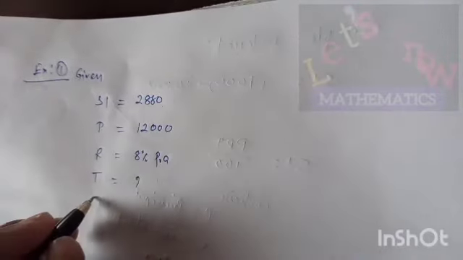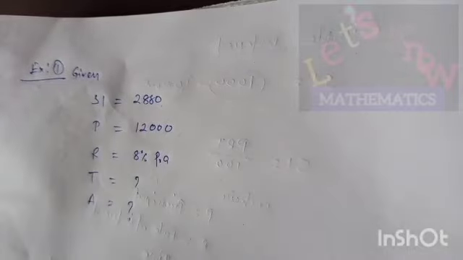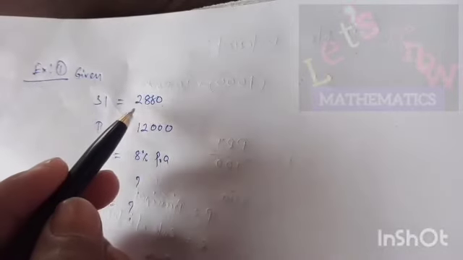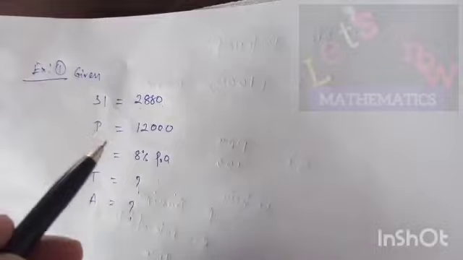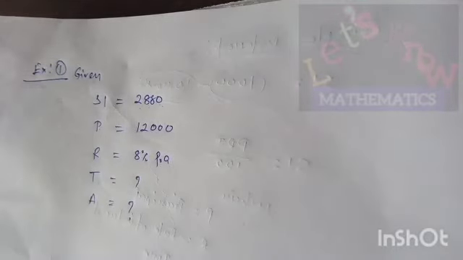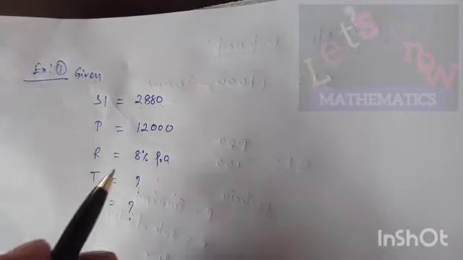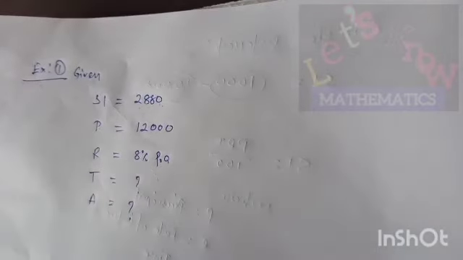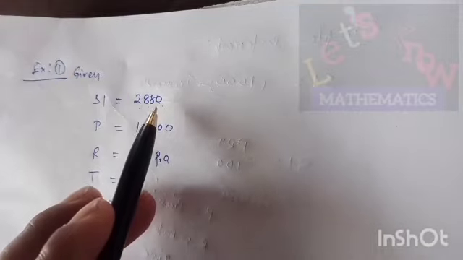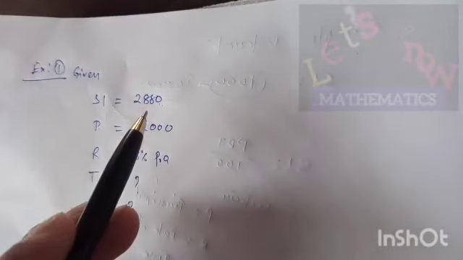Here we have to find the time. He is getting 2,880, only the interest, the simple interest. His principal amount, meaning the money he invested, is 12,000, and the rate of interest is 8%, right? So after how many months, years, days or hours will he get this much interest on the principal amount of 12,000? This one we have to find.